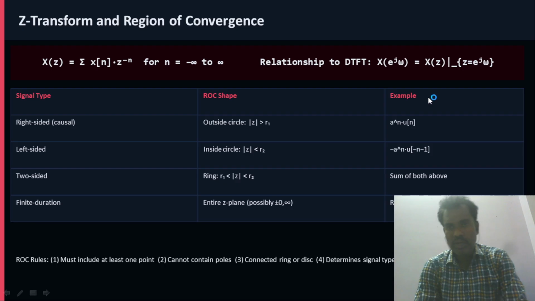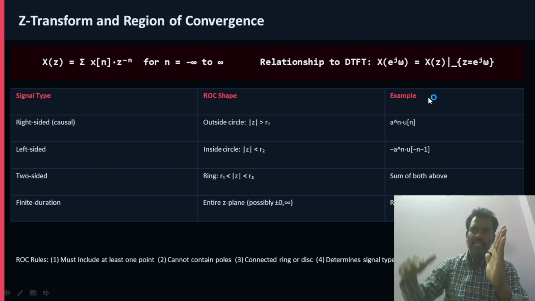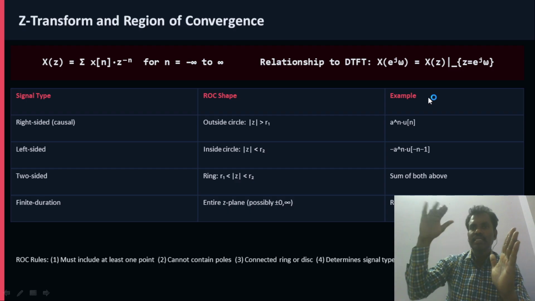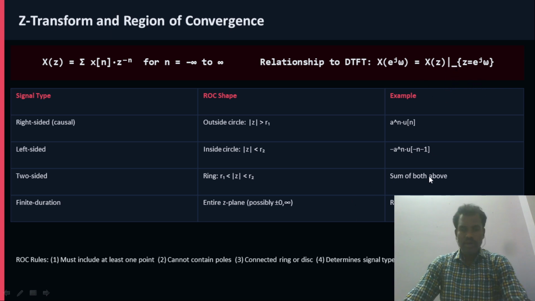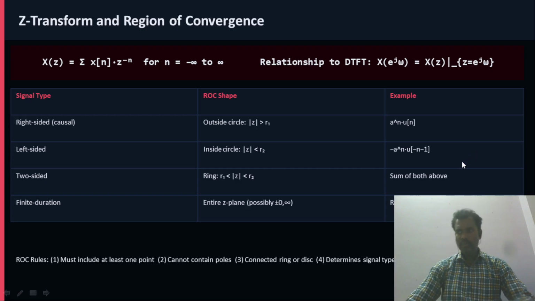So to convert the unbounded signal into a bounded one, we just multiply x of n with an exponentially decaying signal. What is the exponentially decaying signal? Some a power minus n. So a power minus n is nothing but an exponentially decaying signal. That is indicated with r power minus n. So the Fourier transform is x of n into e power minus j omega.